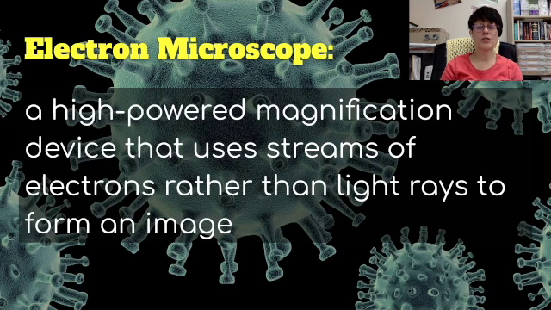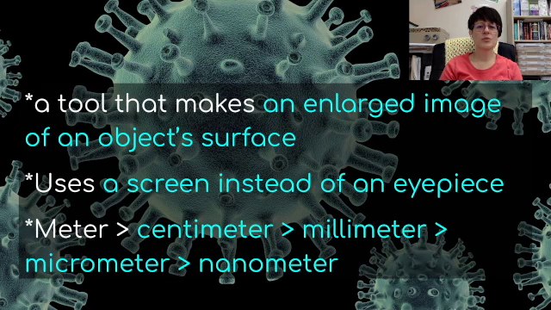The first is the electron microscope. With an electron microscope, we can see things like viruses. This is a high-powered magnification device that uses streams of electrons rather than light waves to form an image. It's a tool that makes an enlarged image of an object's surface, and it uses a screen instead of an eyepiece. So this is very involved, and it uses computers in order to get those images.